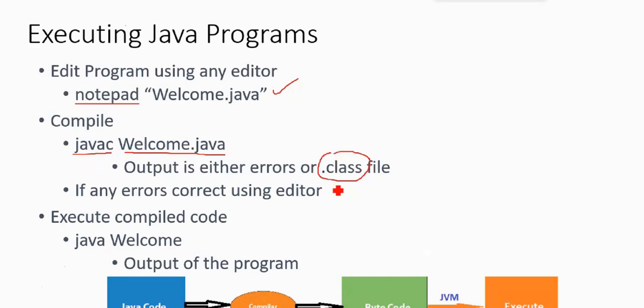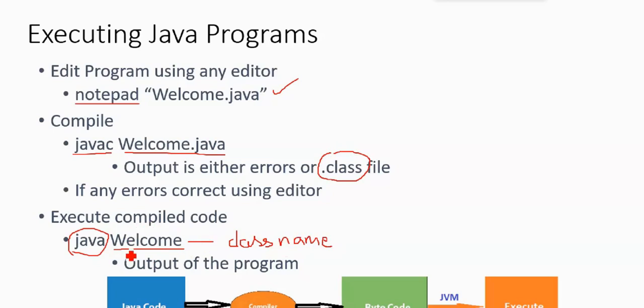It may create n number of files, or only one file, based on the content of the file. So the output will be either an error or the .class files. Then we can execute by using the Java interpreter. We use the Java interpreter and give not the file name but the class name. Why am I mentioning the class name? Because the class which contains the main method, that specific class name you have to specify.